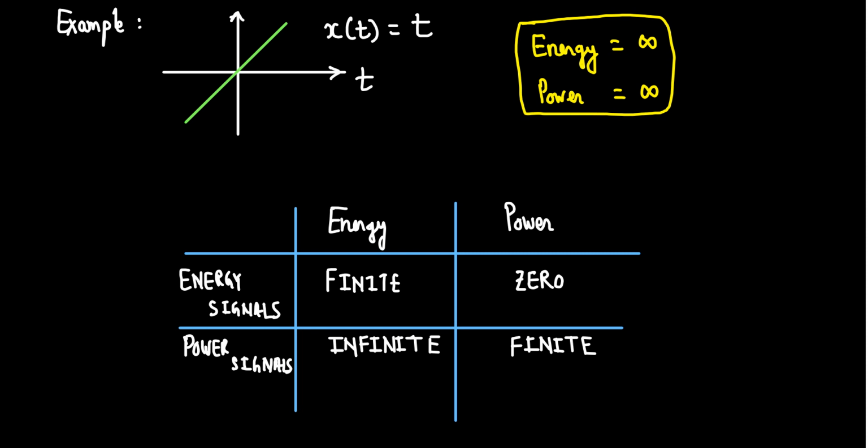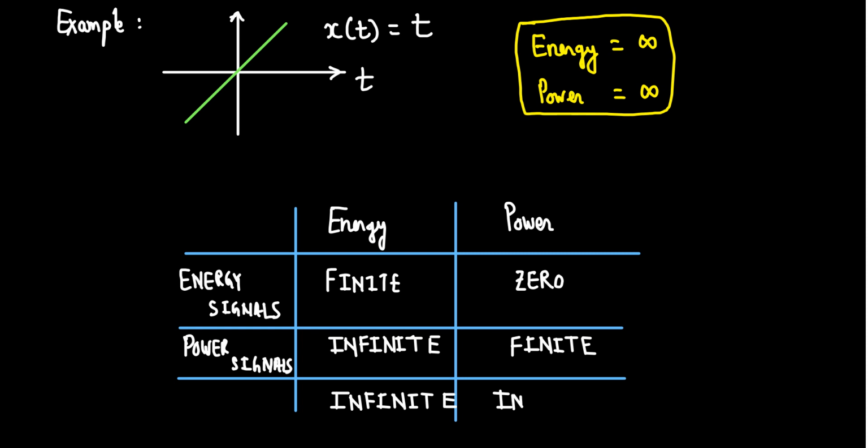And the last case that we have seen was the case of x of t equals t, where both of the quantities, the energy and the power, were infinite. This is also infinite and the power is also infinite. Such signals are neither energy nor power signals.